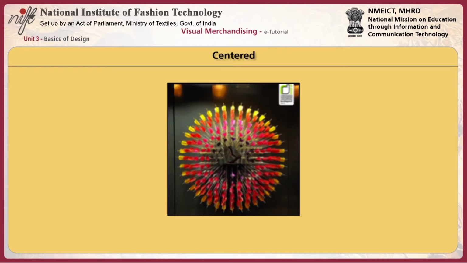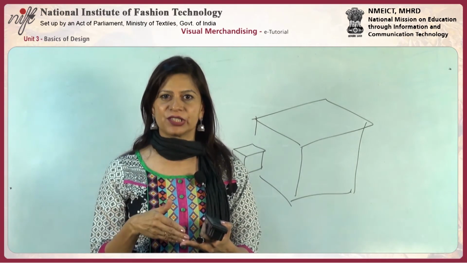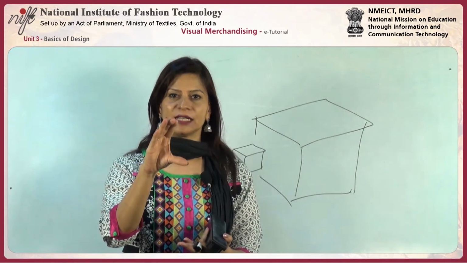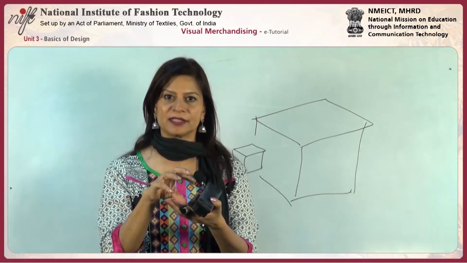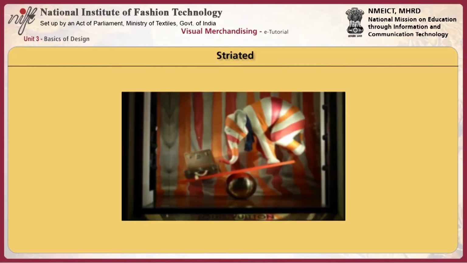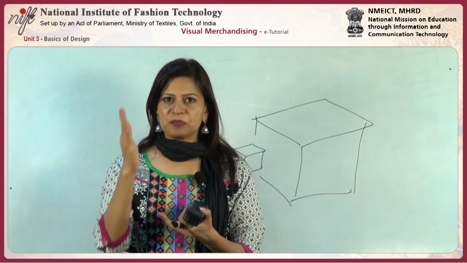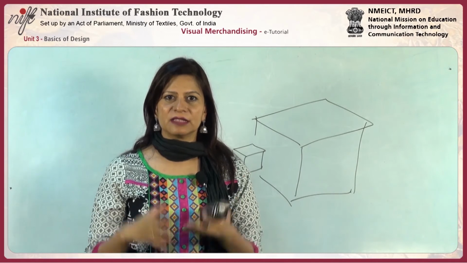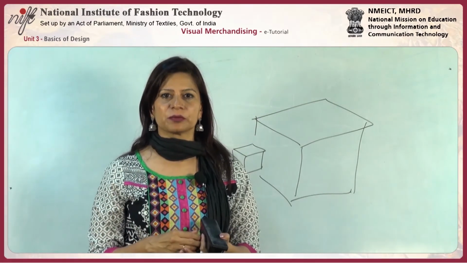Centered. As we were discussing the Louis Vuitton store's window, this picture shows how a display can be at the center. All the arrows are focusing at the center and there is only one merchandise on which the focus has been created. So the centered focus shows the merchandise. Next, coming to striated. As you can see in the image, this is a striated display. That means you have stripes on the display and that creates the emphasis on the window.